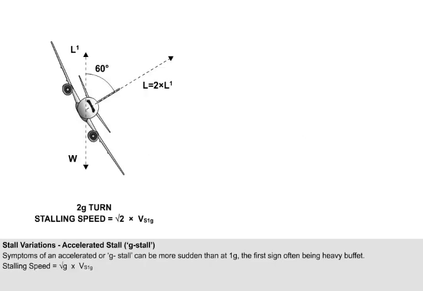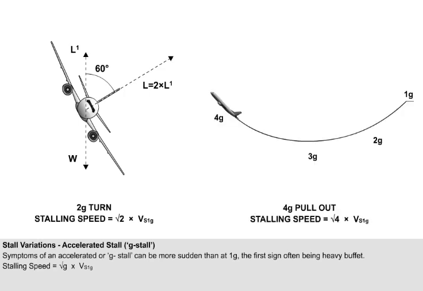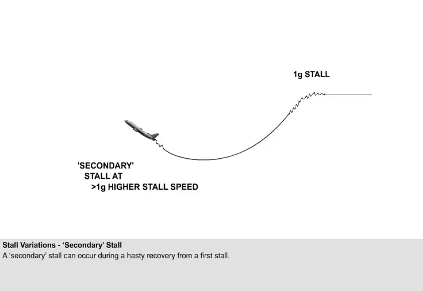For example, in a 2G turn, stalling speed will be 1.41 times the 1G speed, and in a 4G dive pull-out, double the 1G speed, the increase being, as you have learned, proportional to the square root of the load factor. The so-called secondary stall is actually no different aerodynamically from an accelerated or G-stall, being a stall at a load factor greater than 1.